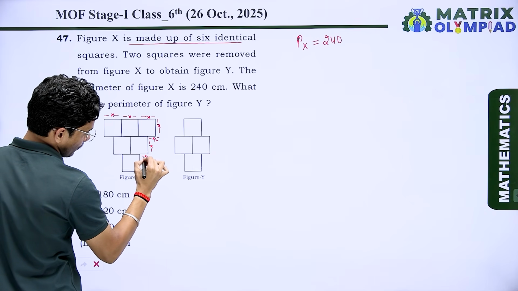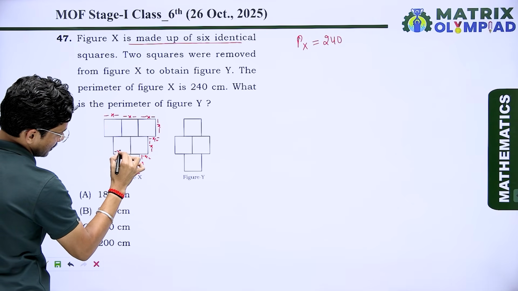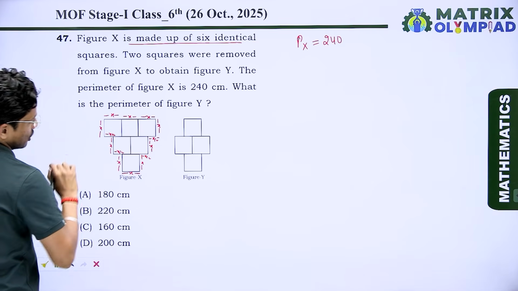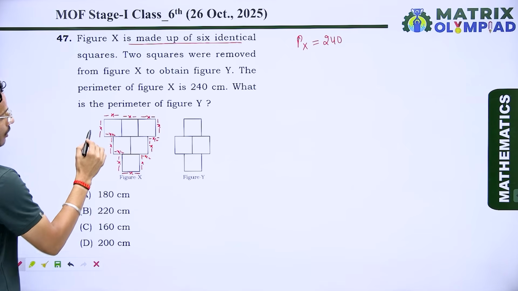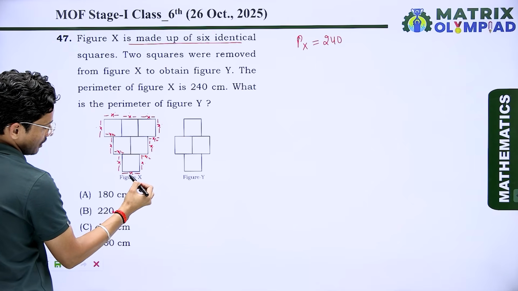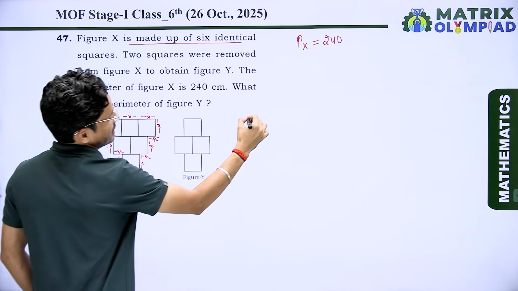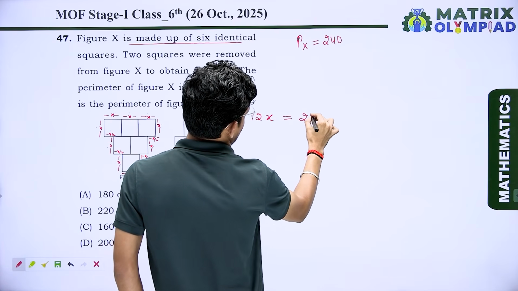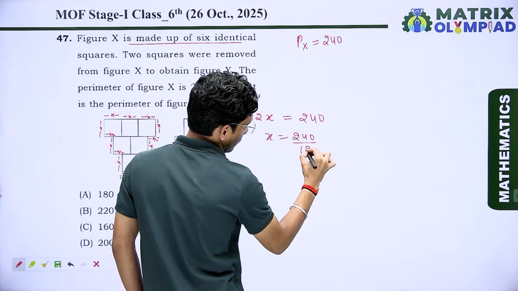This is X by 2. This is X. This one is also X. Here we have X. Again this one is X by 2. Here we have X. This is X by 2. Here we have X. So how much is the perimeter? That is the sum of all sides. So how many X's are here? Let's count. 1, 2, 3, 4, 5, 6, 7, 8, 9, 10, and X by 2, X by 2 make 11, and this one is 12. It means the perimeter of figure X is 12x, equal to 240. So we get the value of X: 240 upon 12.